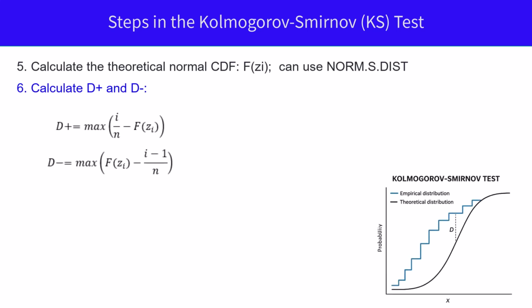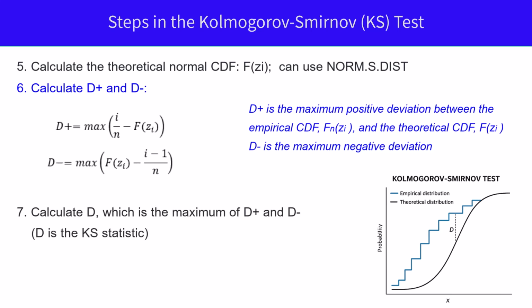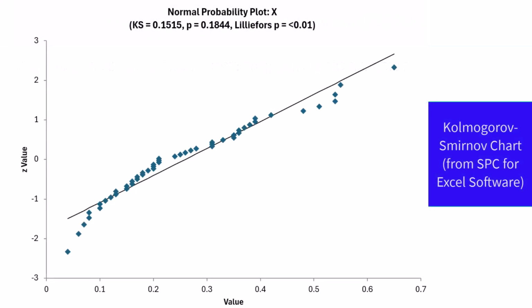Then you're going to calculate something called D plus and D minus. And D plus is the maximum positive deviation between the empirical CDF and the theoretical. D minus is the maximum negative one. And you can then calculate D, which is simply the maximum of D plus and D minus. And that's the KS statistic.